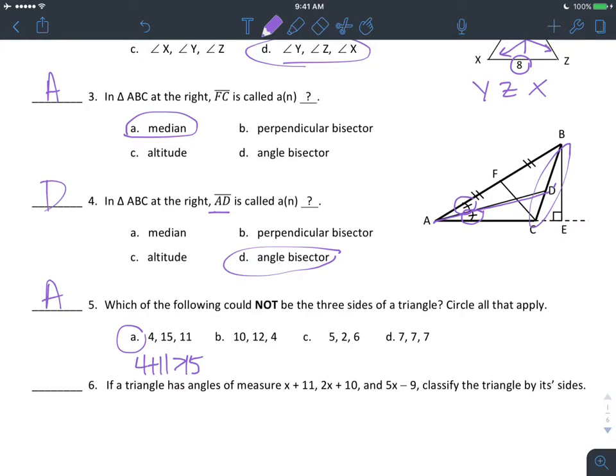Okay, and then we have to do 10 plus 4. So 10 plus 4 is greater than 12, so that checks out. 5 plus 2 is greater than 6, so that checks out. And 7 plus 7 is greater than 7, so that checks out. So the only answer for that one is A.